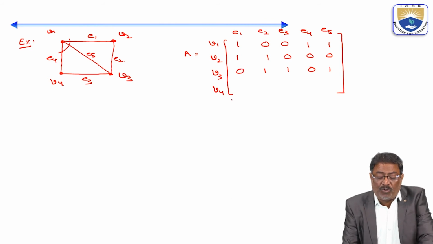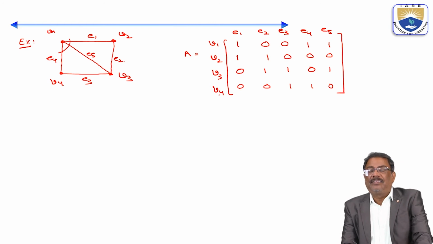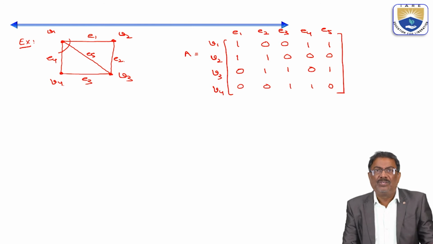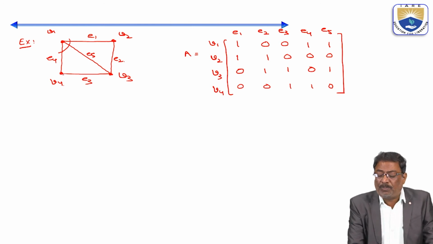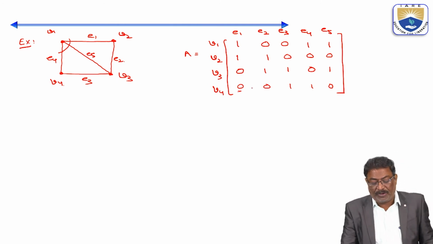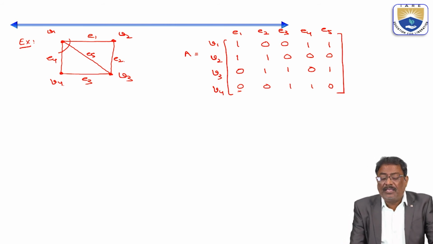Next, V4: E3, E4. Whatever edges are passing through that vertex, the corresponding entries we keep as 1, otherwise it will be 0. Suppose for V4, E1 is not incident to this vertex. That means E1 is not passing through that vertex, so I am not going to consider it, and it will be 0. So this is for a simple graph.